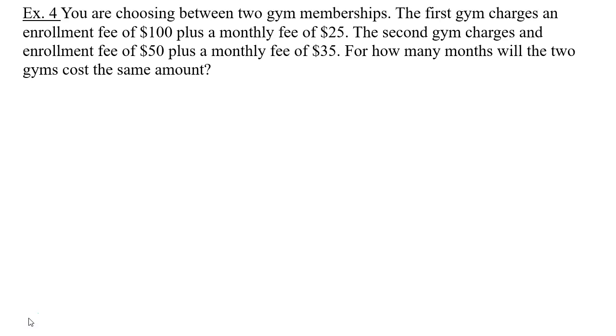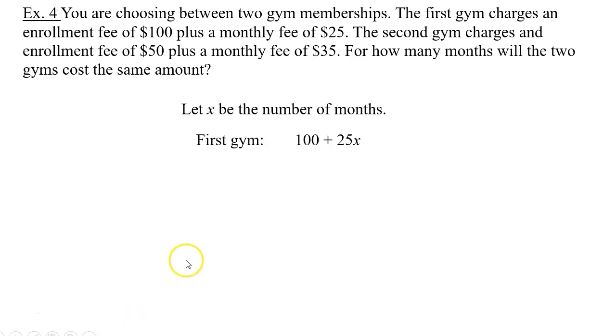So let's see if we can come up with an expression to represent the cost for each gym. I'm going to let x be the number of months that you work out at this gym or you have the membership. So for the first gym, we're going to pay an enrollment fee of $100. So that's a flat fee of $100. And then per month, we're going to pay $25. So the cost for the x months would be 25x. For the second gym, we can use the expression 50 because that's the flat enrollment fee plus 35x because it's $35 per month there. And the question says for how many months will the two memberships be the same amount?